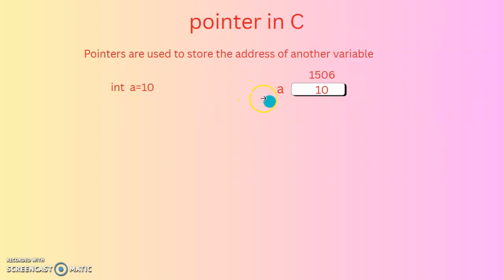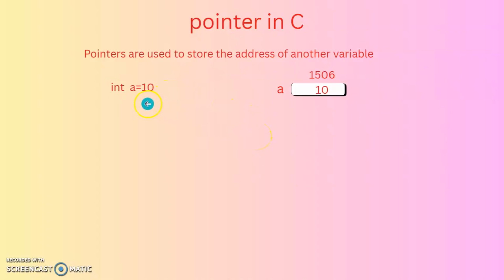So what happens in the computer? In the memory location, this value 10 will be stored and the address of the memory location, for example, it may be 1506, and the variable name a is actually stored in the symbol table with its address, so that in future the value of a may be accessed.